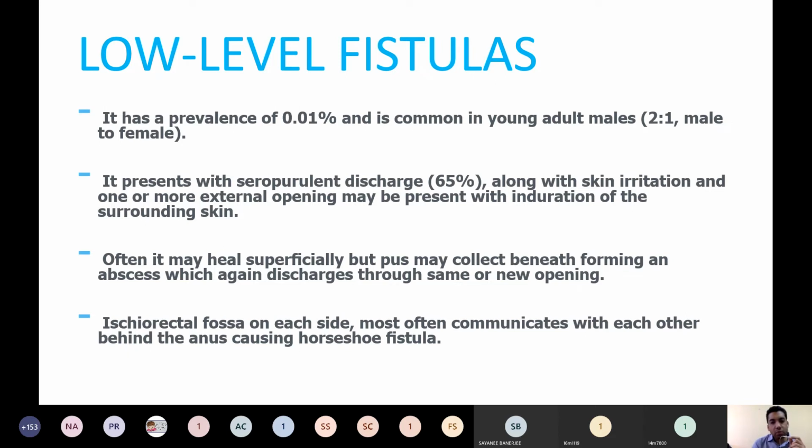Often it may heal superficially, but the pus may collect underneath, forming an abscess, which again discharges through the same or a new opening. Hence what we do is we remove more of the external opening so as to facilitate healing from below upwards. The ischiorectal fossa on each side communicates with each other behind the anus, that is the post-sphincteric space, causing a horseshoe fistula. Now you have to remember this because there is something called Goodsall's rule. I'll be explaining it in the next slide. So you see why there is a horseshoe type.